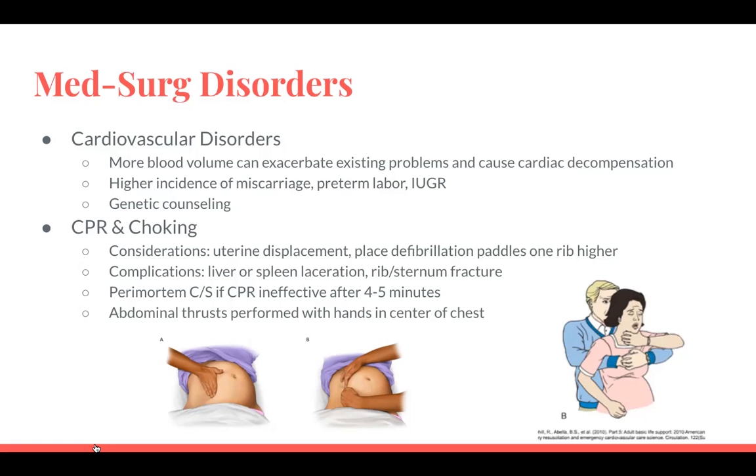You want to watch out for CPR, making sure you're watching out for choking. So if there's uterine displacement, you place the defibrillators one rib higher. I would just be aware of this. She doesn't really go too much into this, but just know that you do not do CPR on the actual uterus if they're pregnant; you would do it on the chest. And then you do CPR if it's ineffective for 4 to 5 minutes. You can also do abdominal thrusts performed with the hands in the center of the chest.